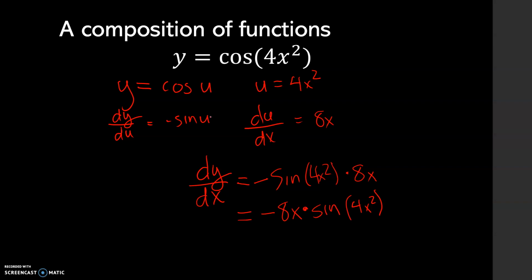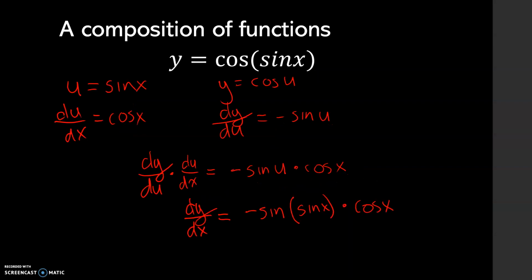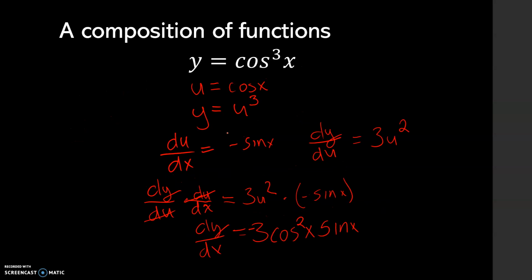dy/du was negative sine of u when y was cosine of u. Those have the same input. Back here, y was cosine of u and dy/du was negative sine of u. Those have the same input. Go back one more. The outer function here is u cubed, or something cubed. What is dy/du? That's 3u squared. 3 times that same input squared.